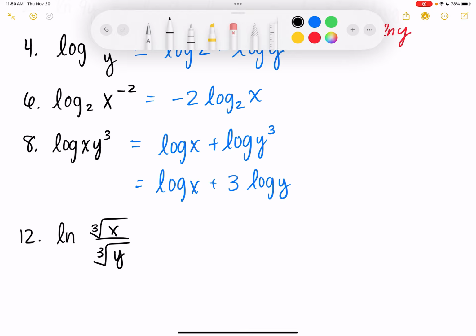So we can go about this two different ways. I would probably go ahead and split it as subtraction first. But one thing I do want to point out is that this can be rewritten as the ln of x to the 1/3 over y to the 1/3.